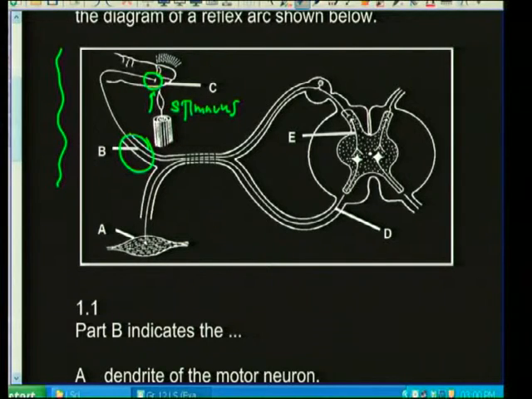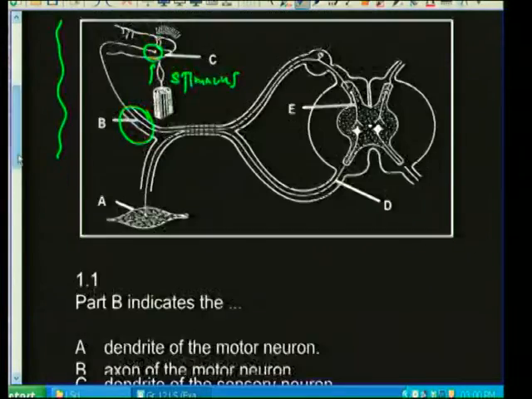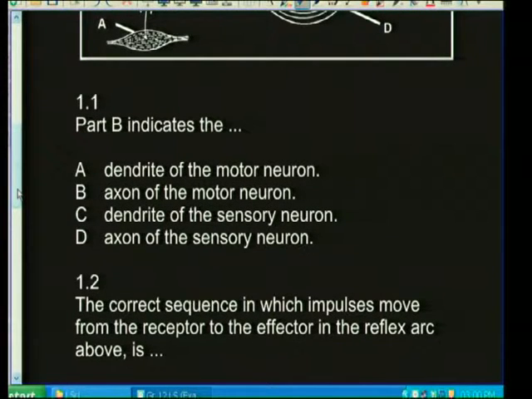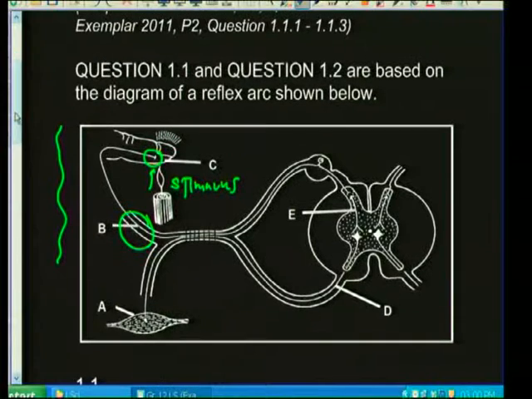The question is about neurons. So let's see what the question is asking. Part B indicates: A, the dendrite of a motor neuron, B, axon of the motor neuron, C, dendrite of the sensory neuron, and D, axon of the sensory neuron. Now, guys, the technique in multiple choice questions. Let's go back here. Where is this situated? It is situated in the finger. And the finger is the point where the receptors are found. So obviously, this would be a sensory neuron. It cannot be a motor neuron.